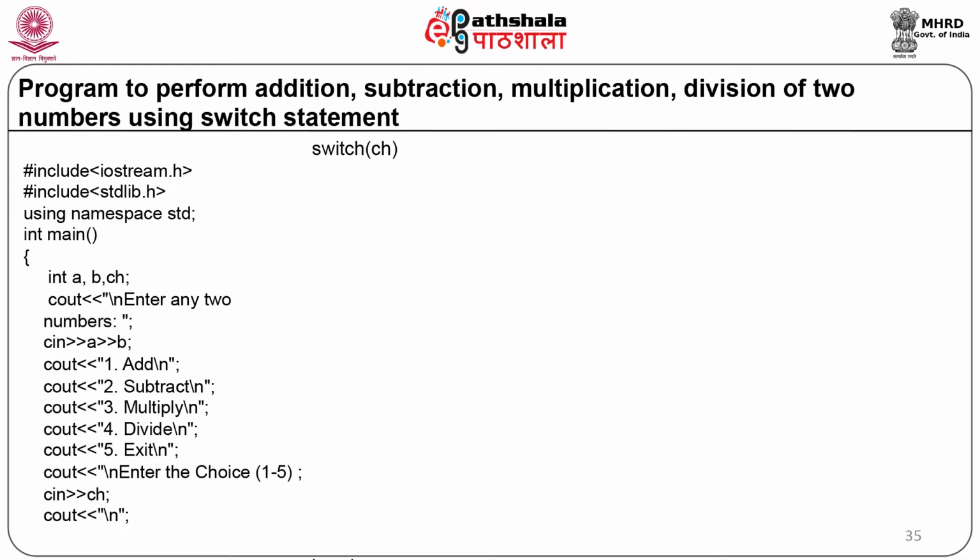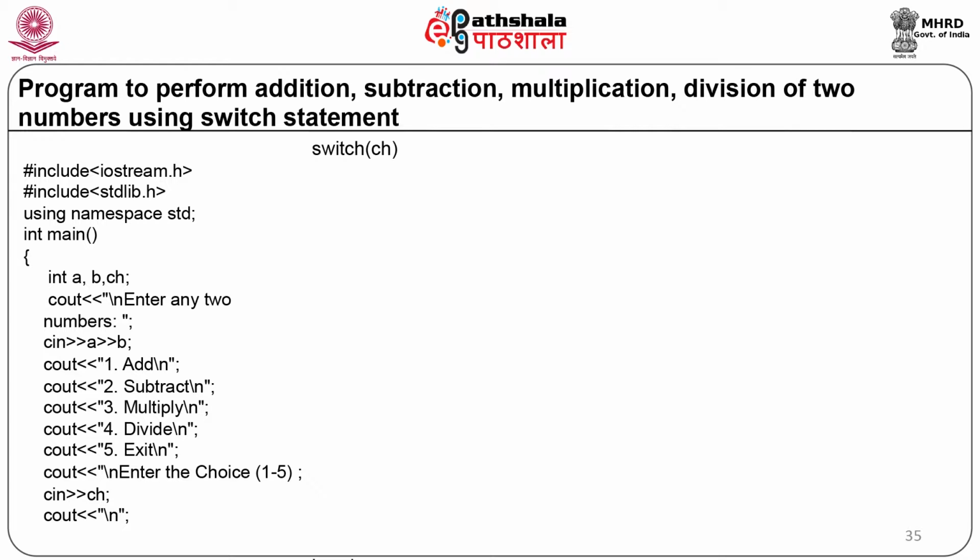We are displaying the message to the user, enter any two numbers. We are taking the input from the user as cin >> a >> b. Now we are displaying the menu to the user using the cout statement. Cout 1 for add, cout 2 subtract, cout 3 multiply, cout 4 divide, cout 5 exit.